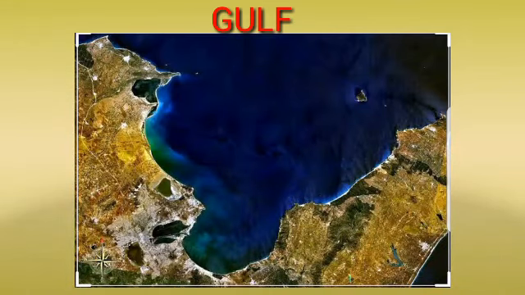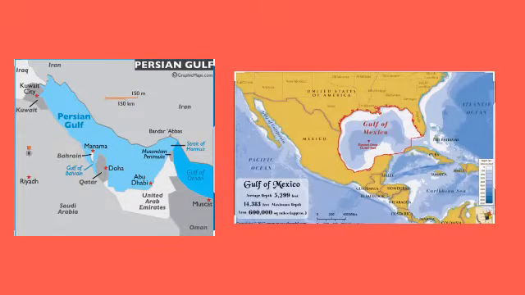Now let's see gulfs, children. Gulfs are large inlets of an ocean or a sea, children. They are highly indented, more enclosed by the coast and large in size than bays. The Persian Gulf in Asia and the Gulf of Mexico in North America are some examples of gulfs, children. Watch this video, children, to understand more clearly about the water bodies.